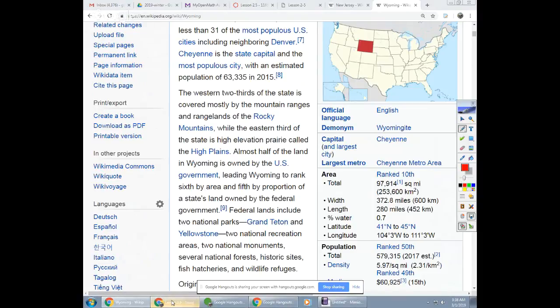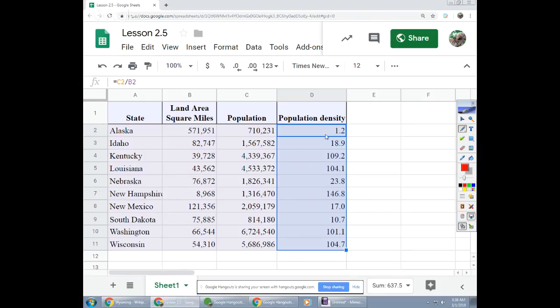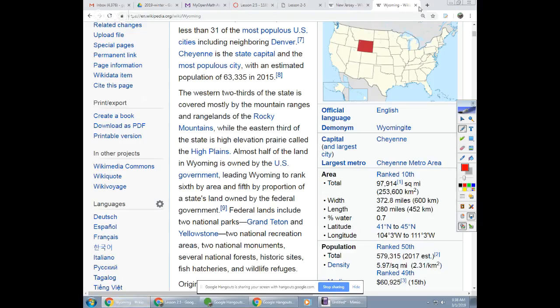Right, so where did that go? Alaska was 1.2 people, so there are a few more people per square mile in Wyoming than Alaska, but it's still pretty sparse. Okay, so that moves over. Which one were you asking about? Nevada and Montana. All right.